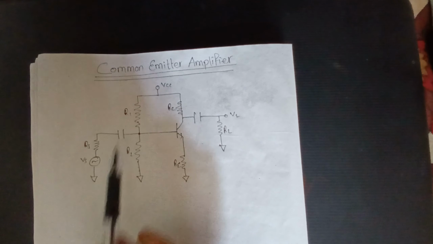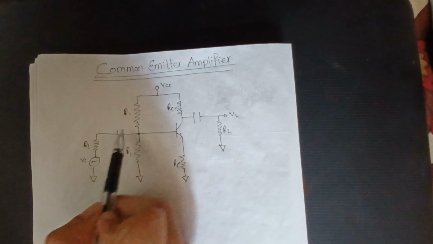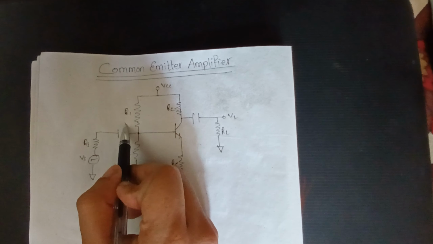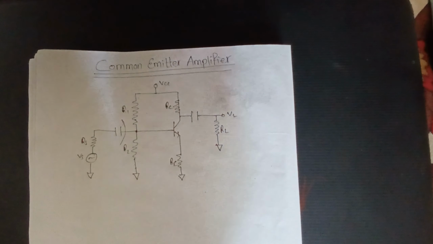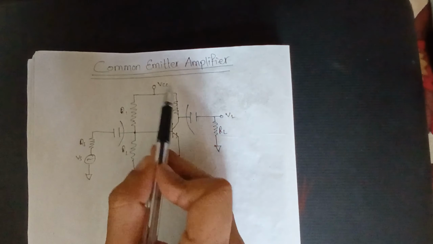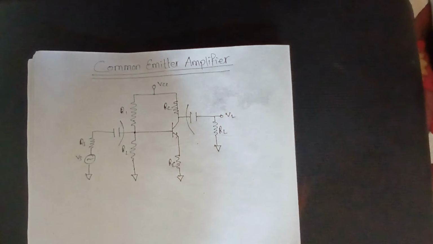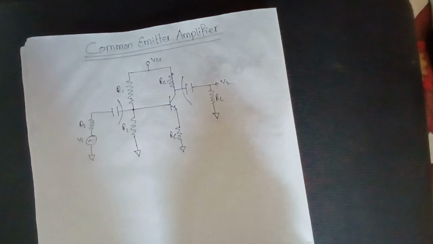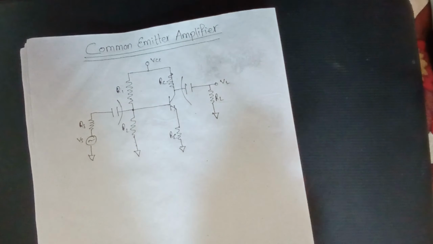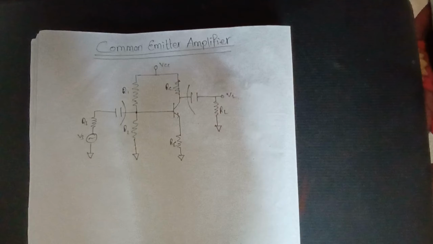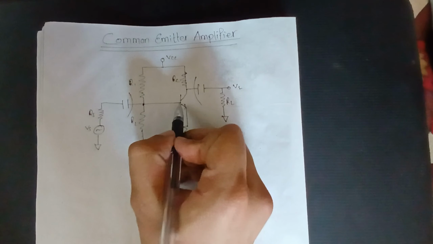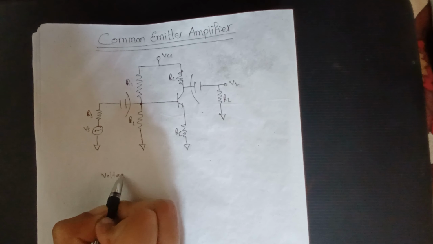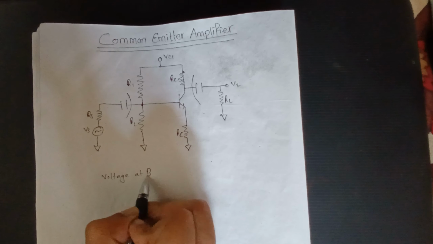So if we look at this circuit carefully, there are two capacitors, one at the source branch and one at the load branch. As we know, capacitors won't let DC pass through them, so only the middle section of the circuit will act for the DC source VCC. So let's analyze the DC voltage across this middle section of the circuit. At this point, the base of the transistor, I'll just write it as voltage at base.